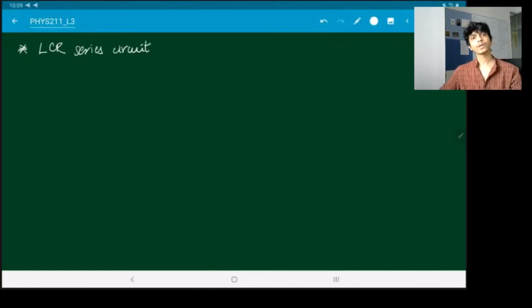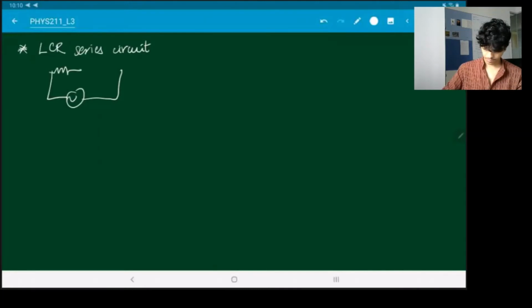So let's now look at a physical system. Let's look at an LCR series circuit. So far we've looked at LR circuits, we've looked at CR circuits. Now we are putting all three together, LCR, in a series along with an AC voltage. So a circuit now looks something like this. So resistor, capacitor, inductor. And let's call this AC source E.